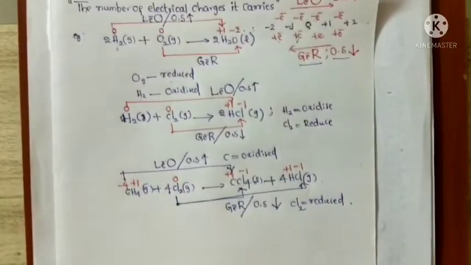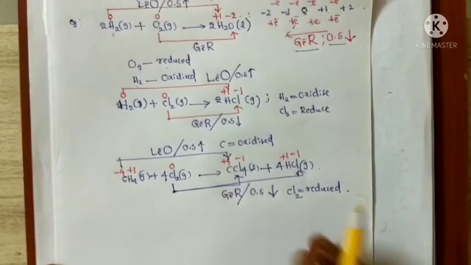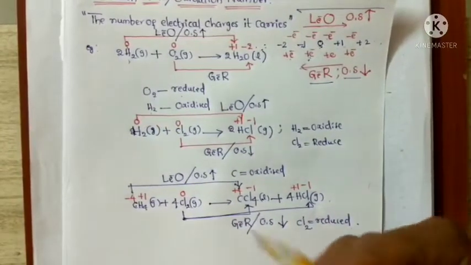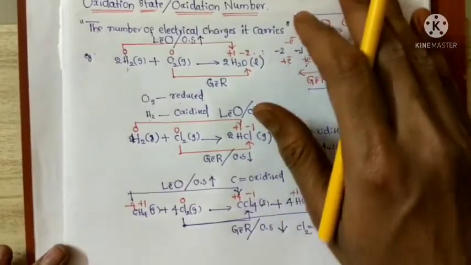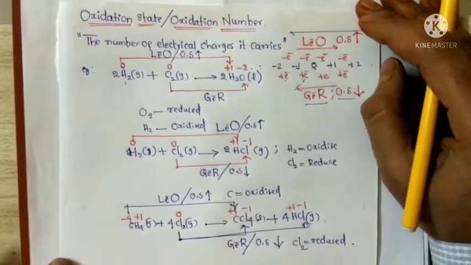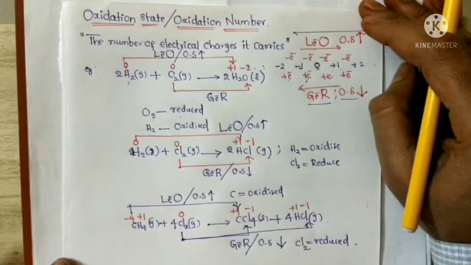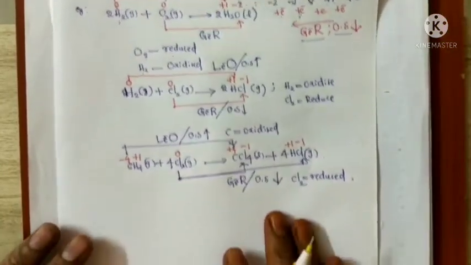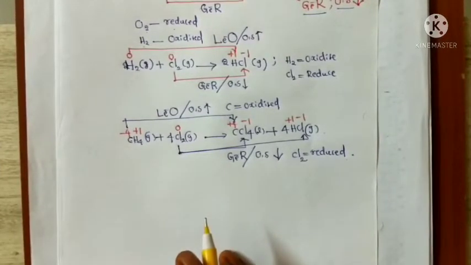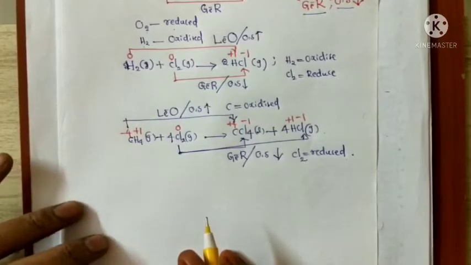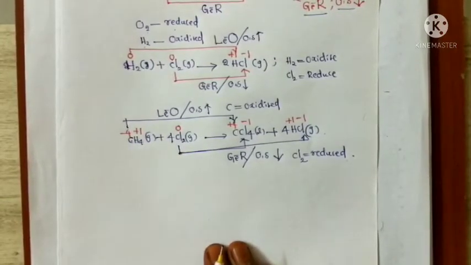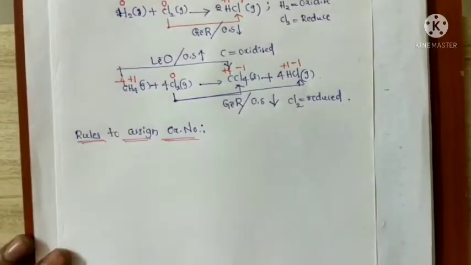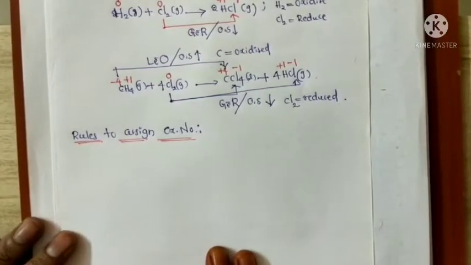In this manner we will identify, in polar covalent compounds, which element undergoes oxidation and which element undergoes reduction by using oxidation state. From this we can easily explain that an increase in oxidation state is called oxidation, and a decrease in oxidation state is called reduction. Next, whenever we identify the oxidation state or oxidation number of an element, some rules are formulated. So we will see the rules.